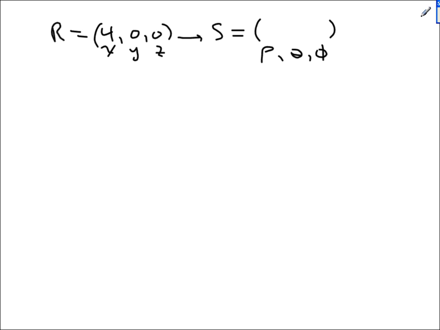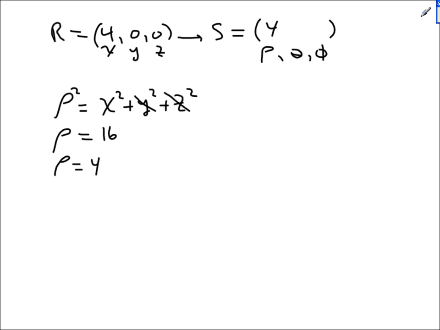Now, we know that rho squared is x squared plus y squared plus z squared. So y and z are 0. In this case, it's just x squared, which is 16. Rho squared is 16. So rho is 4. Rho doesn't take on negative values.